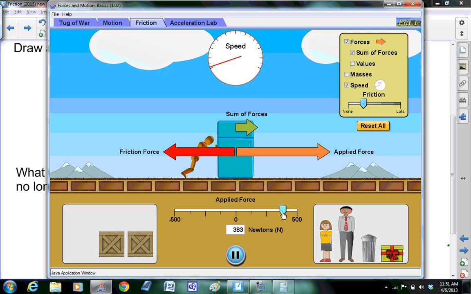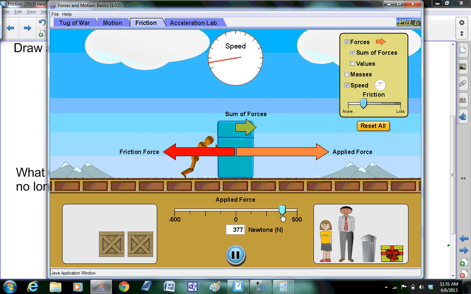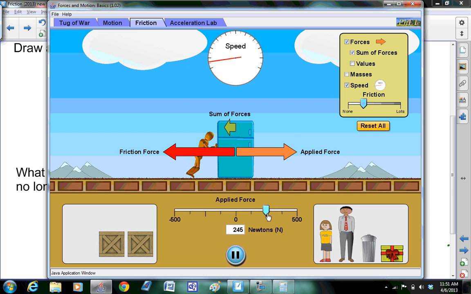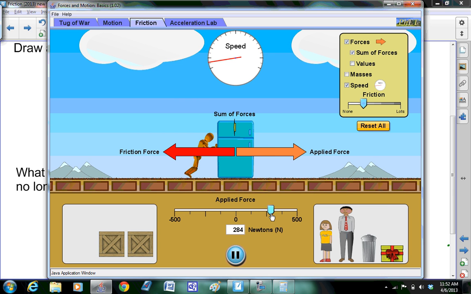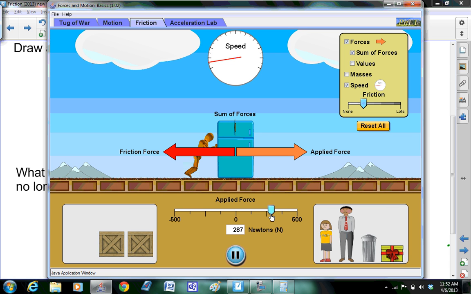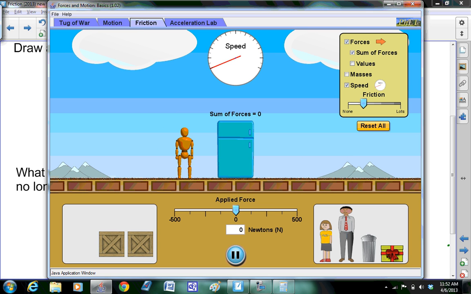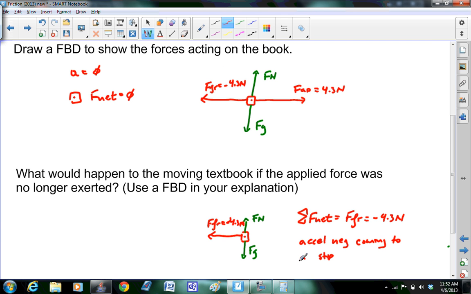Now eventually, once I get this moving, we're going to have kinetic friction. And you can see here that my applied force is larger than the friction force, so I'm accelerating. You see the green arrow represents the F net. So I'm accelerating forward. Now if I apply a force equal to the friction force, we don't have any kind of acceleration. The object's moving at a constant velocity. And when I stop pulling, the only force acting on the fridge is friction, and it quickly comes to a stop. Again, this is exactly what we saw in this particular part of the lesson.